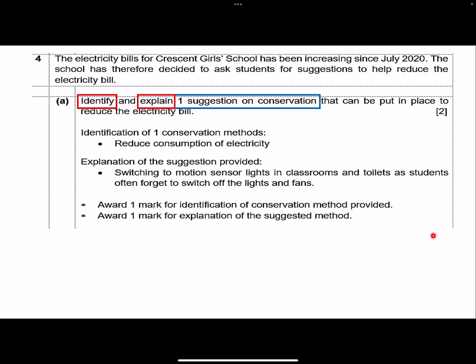By switching off the fans of rooms that are not in use, switching off the projector, by moving to motion sensors in toilets, what are you doing? You're saving power for when the location is not being used. And when you reduce power, you reduce the bill. So this is what we're looking for.